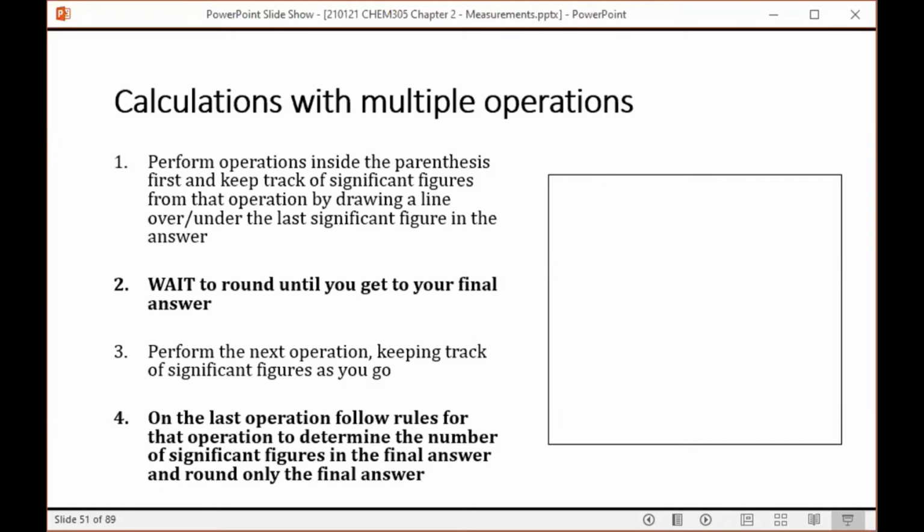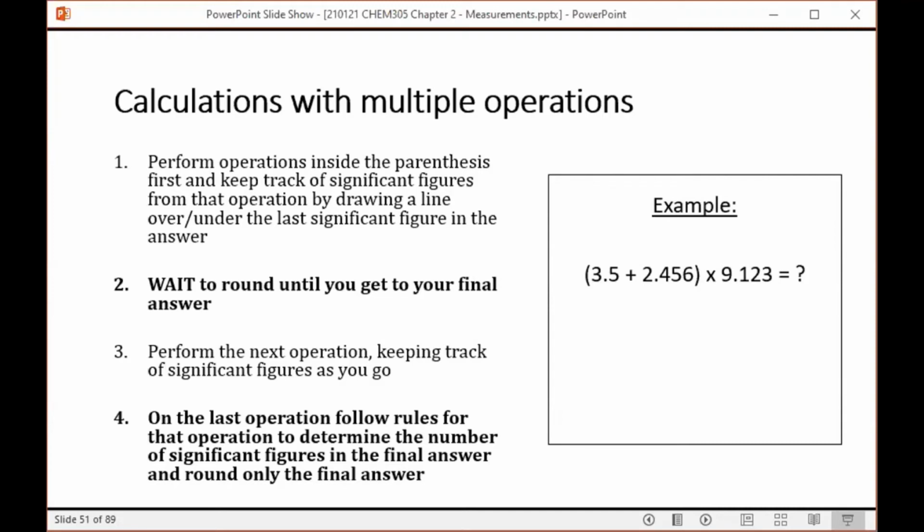So when you're doing a multiplication step, you follow the sig fig rules for multiplication to keep track of where the last sig fig would be for that part of the operation. And then you do the next operation, you follow the rules for that operation and keep track of the sig figs. So for example, if we have 3.5 plus 2.456 times 9.123, assume all of these numbers are based on measurements, they all have sig figs.